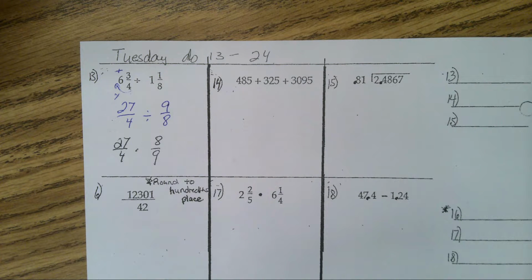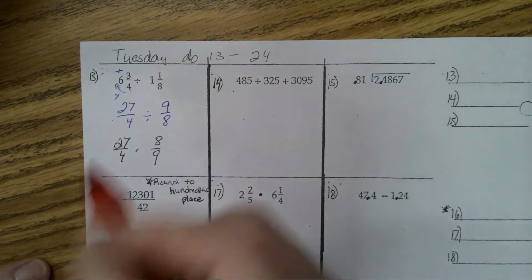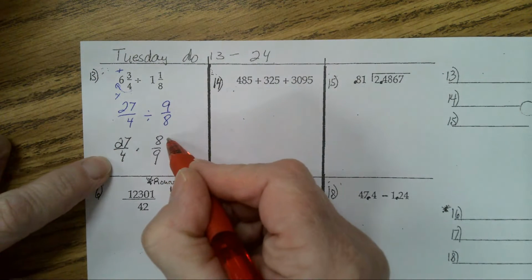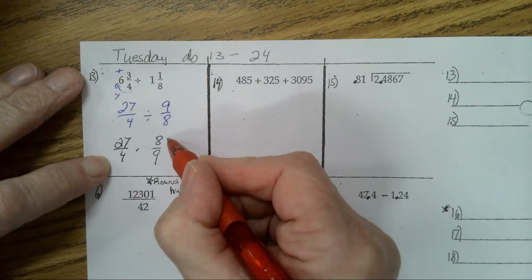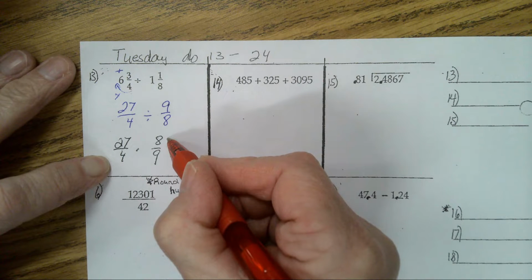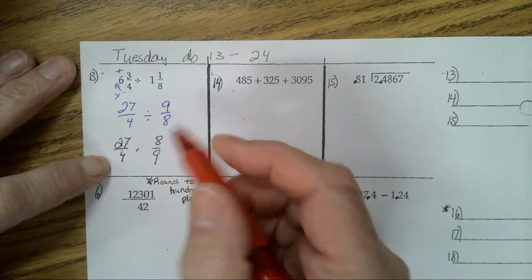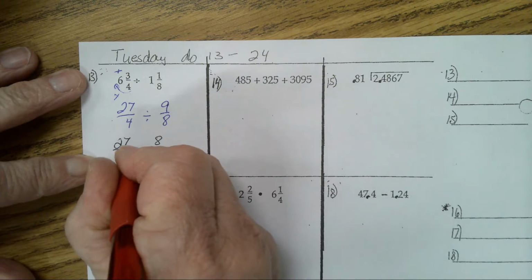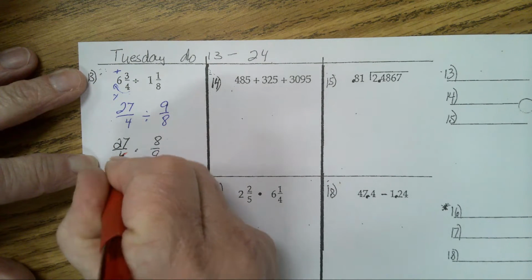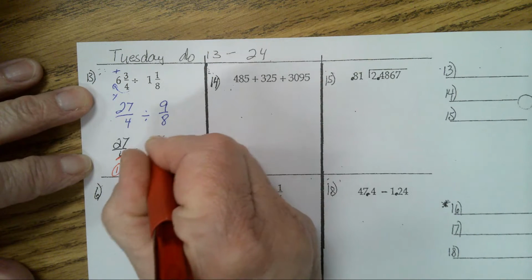You could take 27 times 8 and 4 times 9 and then simplify. But on this one, you check with your numerators and denominators to see if you can simplify. 4 and 8. Is there a number that will divide 4 and 8? What is it, class? 2 or even 4. I'm going to go with 4. 4 divided by 4 is 1. 8 divided by 4 is 2.